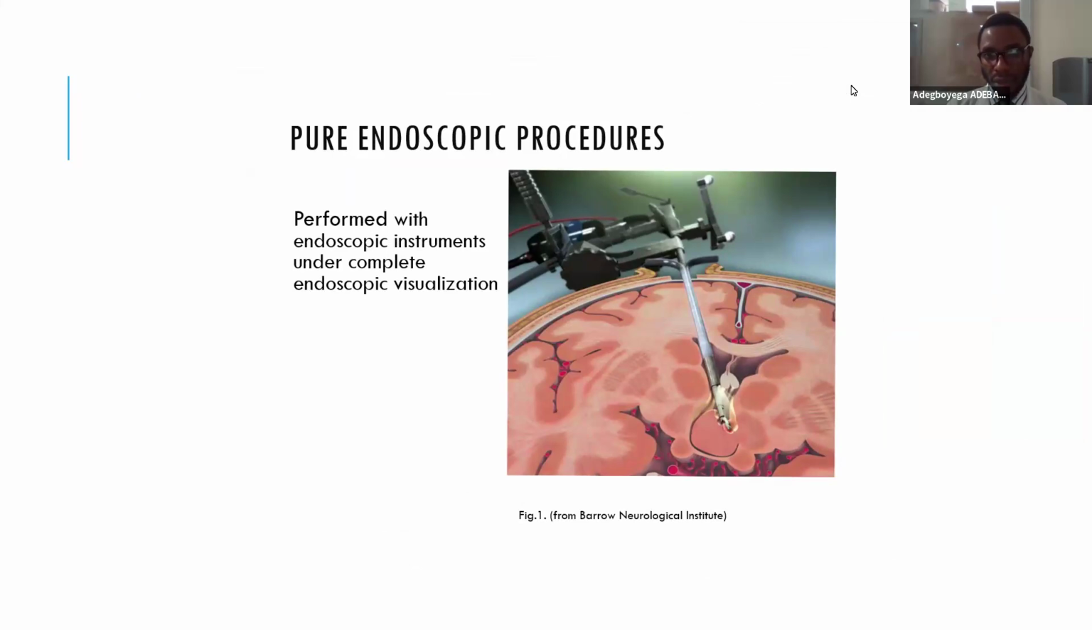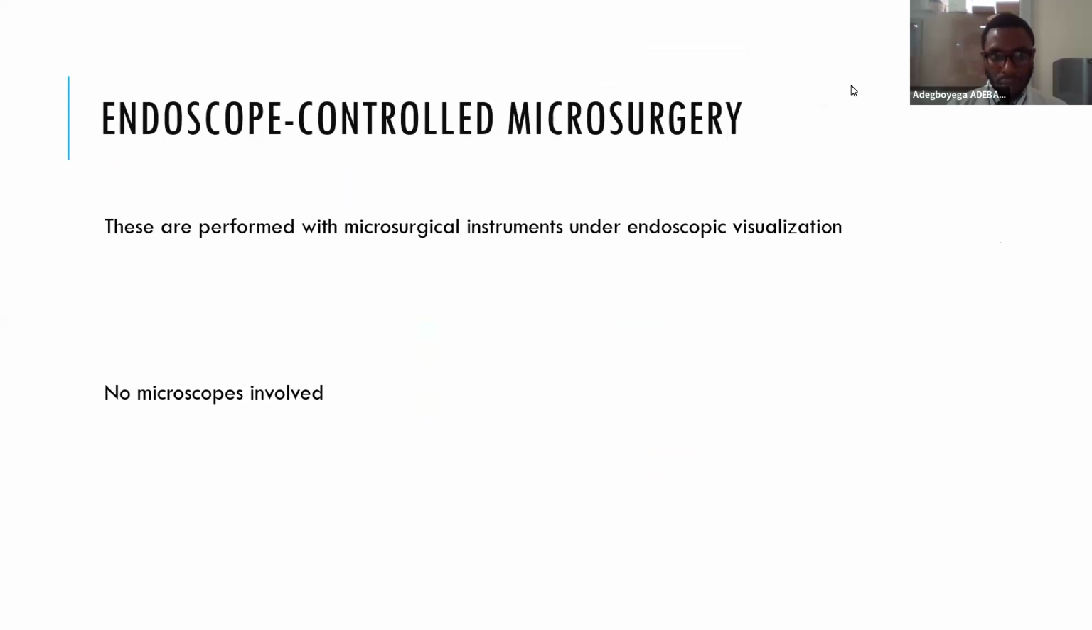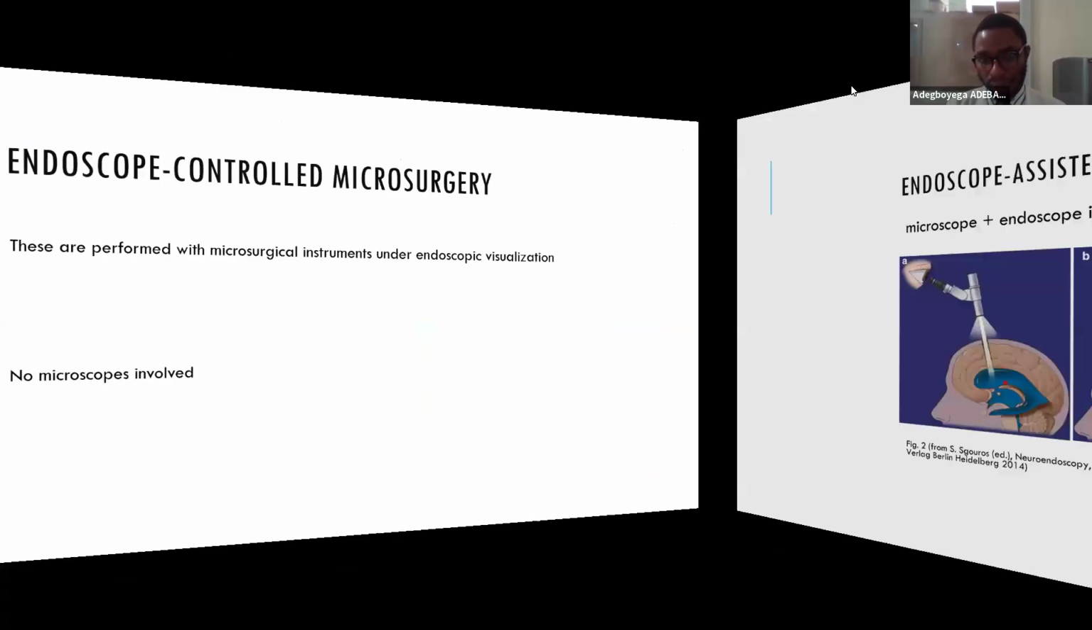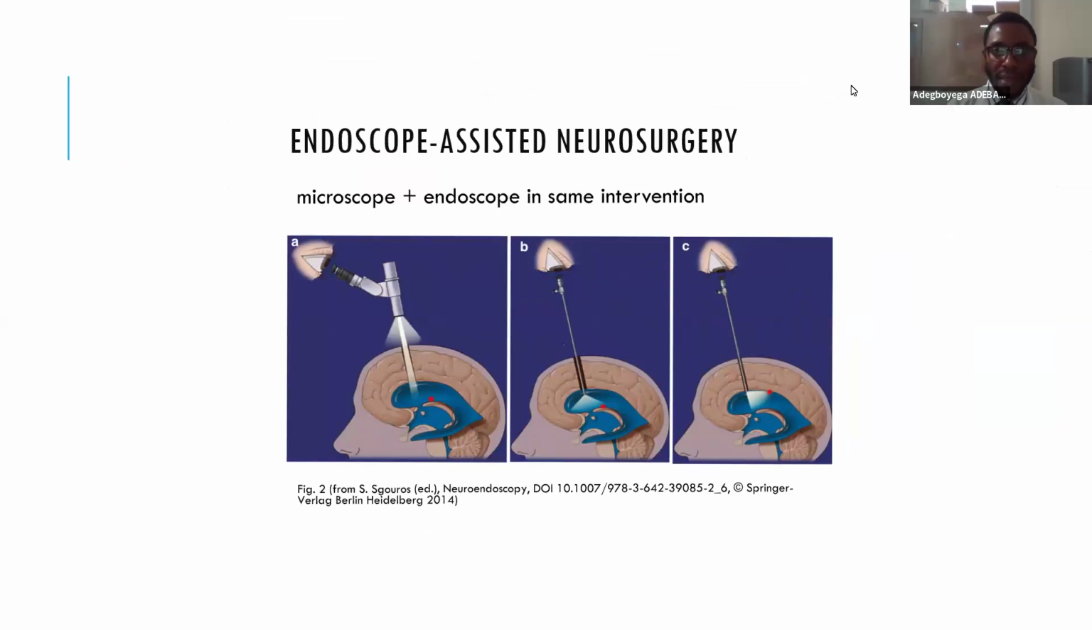Pure endoscopic procedures are procedures performed with endoscopic instruments under complete endoscopic visualization. Endoscope-controlled microsurgical procedures are performed using microsurgical instruments under endoscopic visualization. The microscope does not feature in these procedures. Endoscope-assisted procedures are those which combine the advantages of the microscope and those of the endoscope in the same intervention.